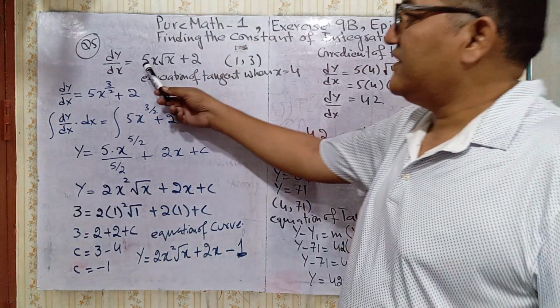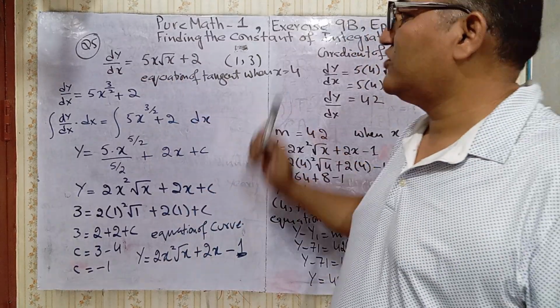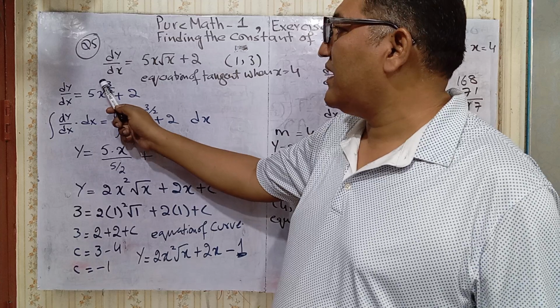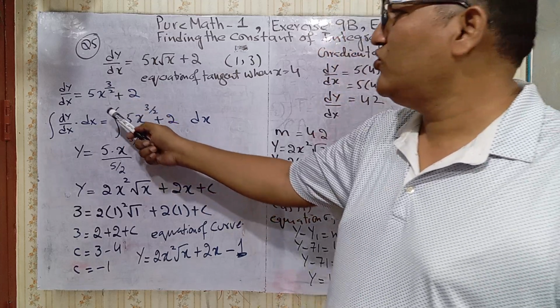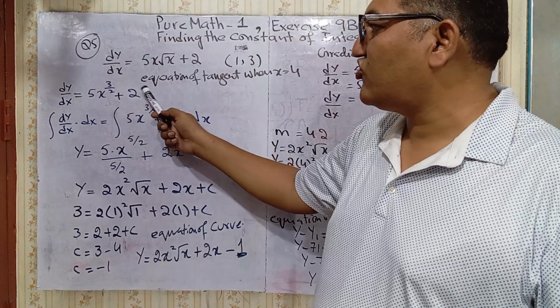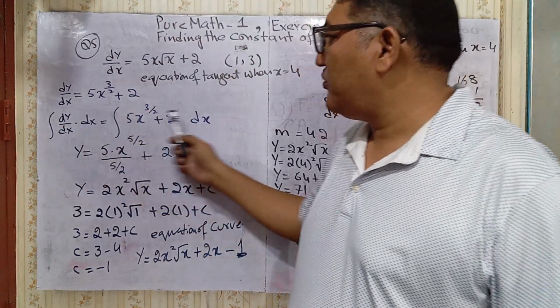In the first part we have to find the equation of the curve. The curve passes through this point. So x and under root x will become x raised to power 3 by 2. So dy by dx is equal to 5x raised to power 3 by 2 plus 2. So I will integrate both the sides.